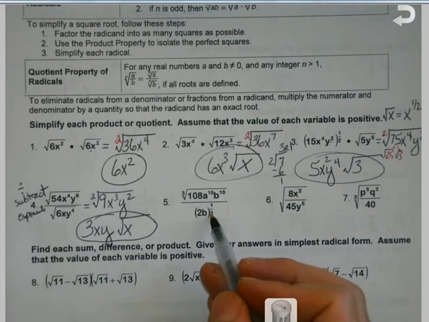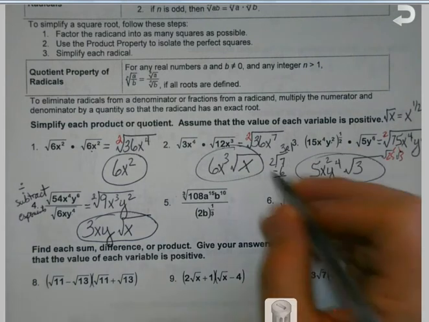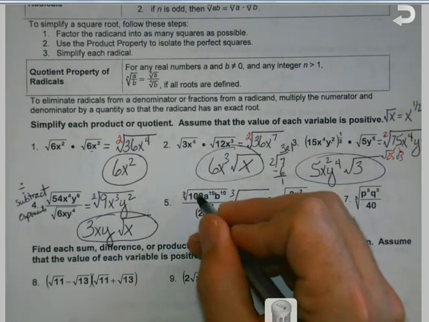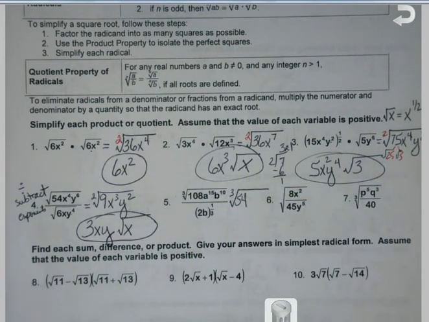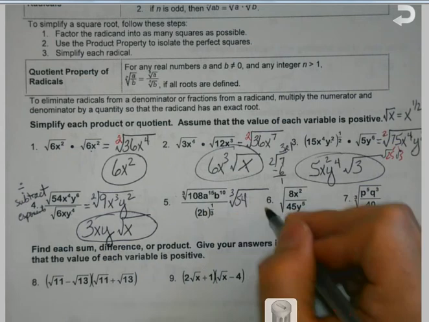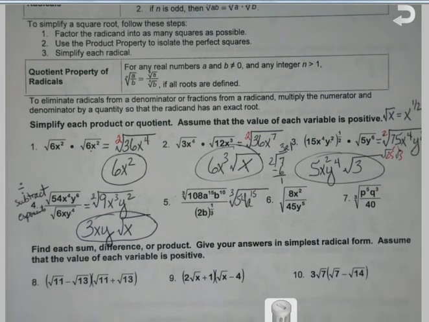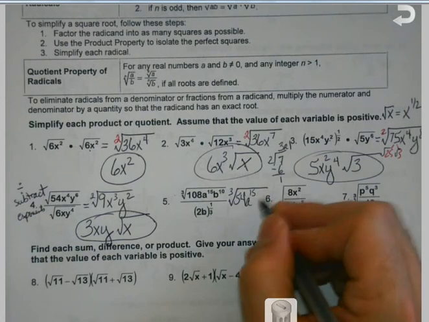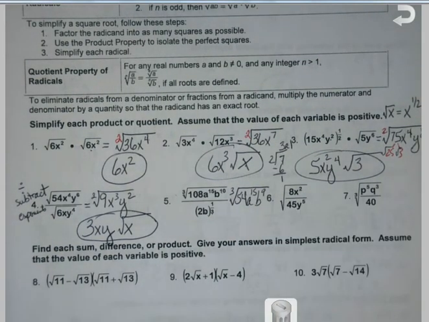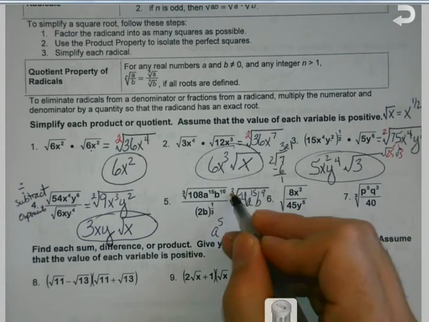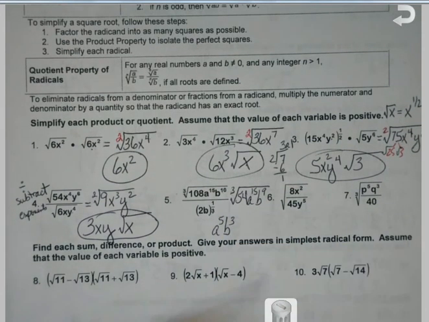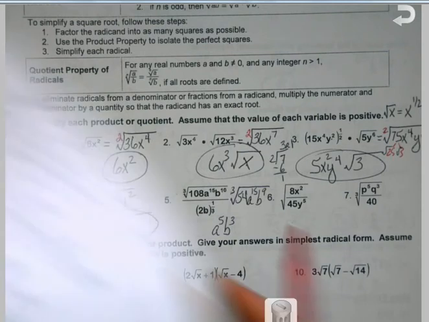5, 3 and 1 third. Okay, they're the same. So I can go ahead and do all of my division here. 108 divided by 2 is 54. I have no other A's, so A to the 15th, and 10 minus 1 would give me B to the 9th. So now the A and B part's not going to be tricky at all, because 3 goes into 15 5 times, 3 goes into 9 3 times, 54.